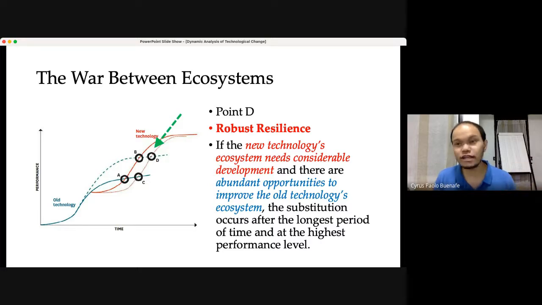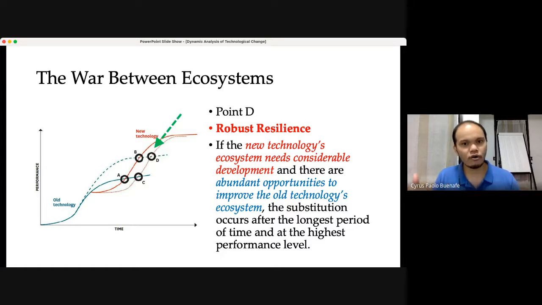So, you still really make do with the old technology and then some more while you're waiting for that new technology to ripen, perhaps. And then once that happens, that's the time that you can make that switch. Now, that's how it works. That's the interplay between the old and the new.